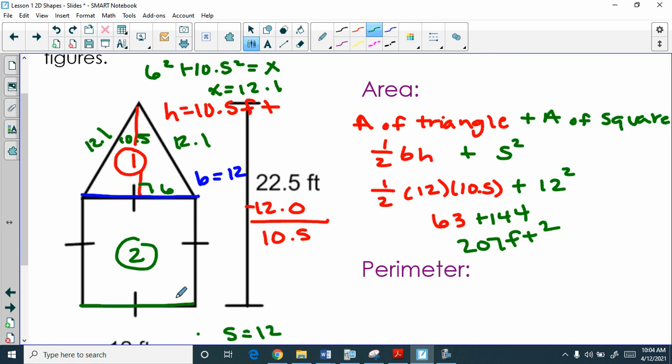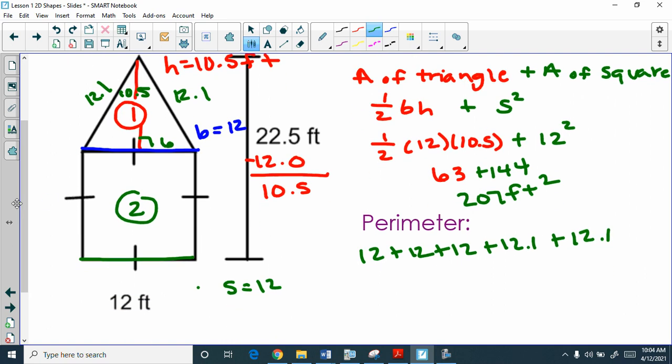I've got a 12, 12, and 12 plus 12.1 plus 12.1, which gives us 60.2 feet. Again, make sure you're typing these into the calculator and double checking that you can type it in and get the same answer.